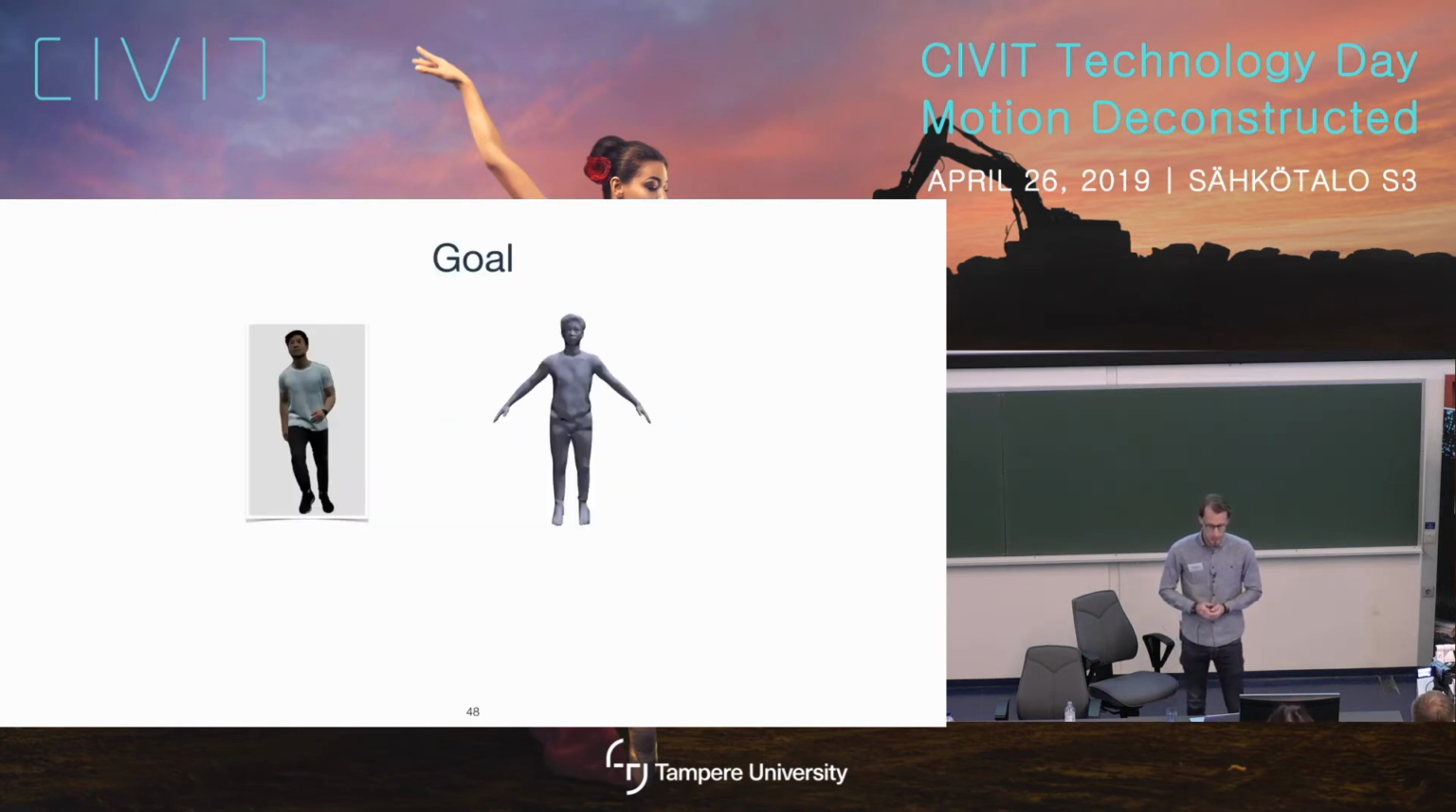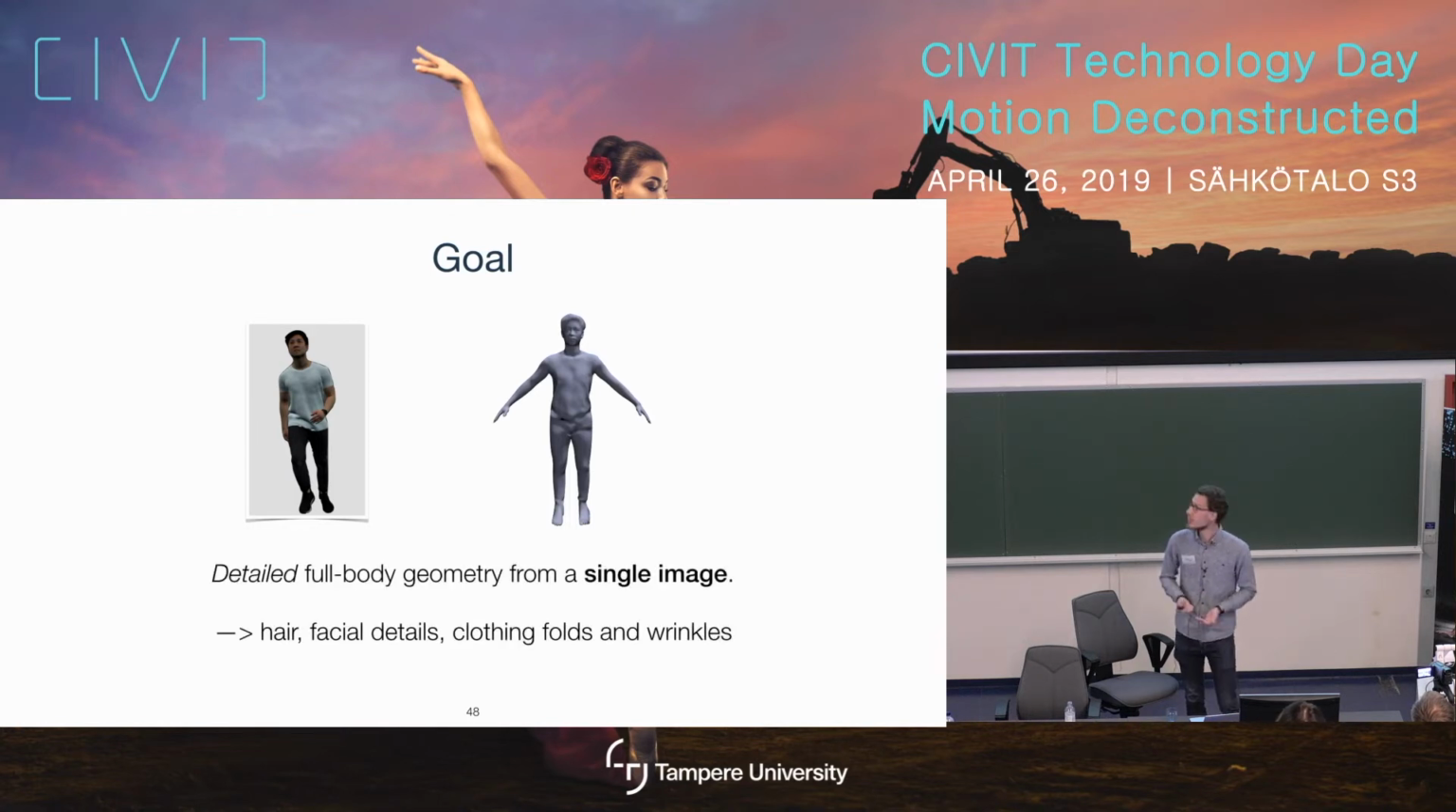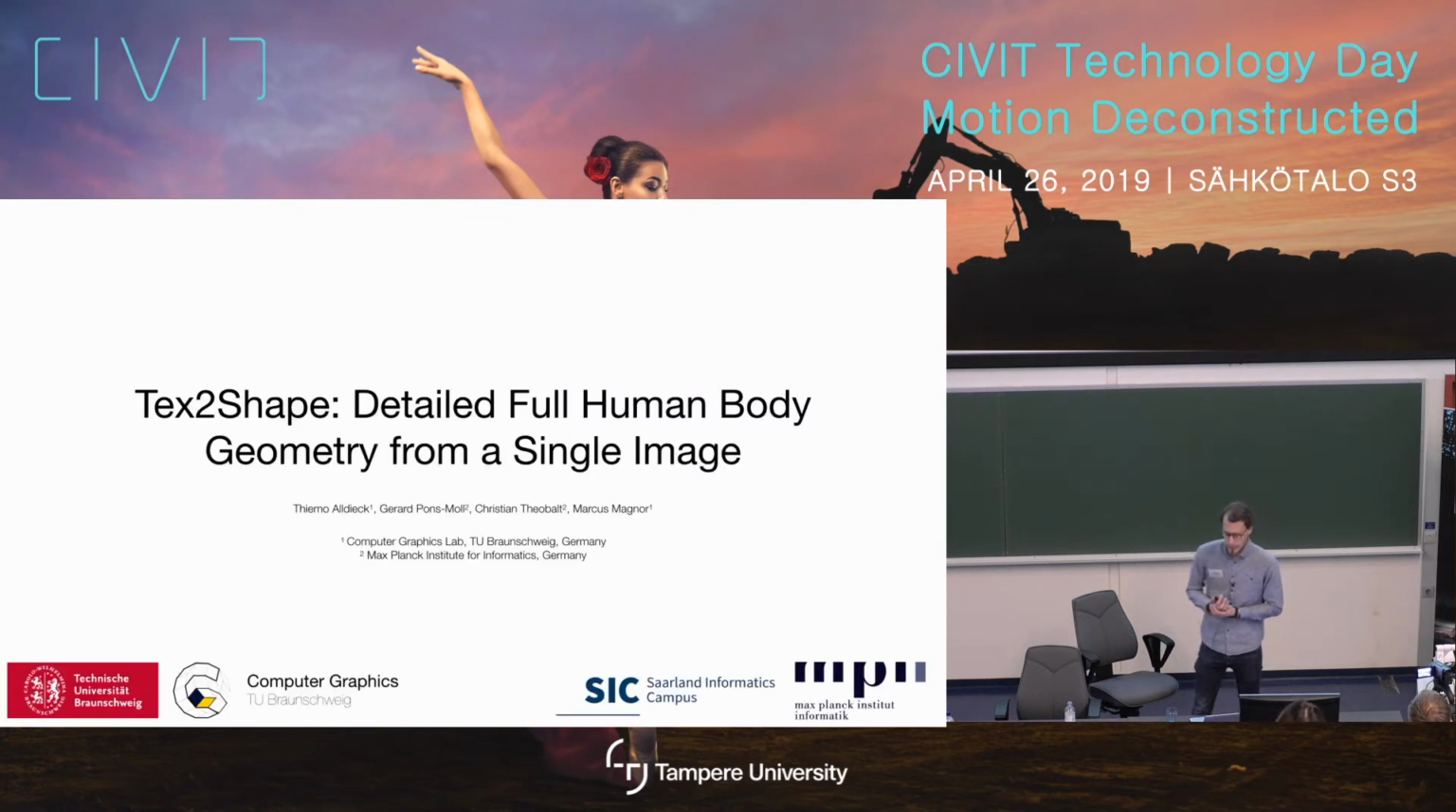But actually, the ultimate goal would be to create a shape from just a single image. And this shape should be detailed. What do I mean by detailed? By detailed, I mean it should have hair, it should have clothing, it should have all these folds and wrinkles we can see in the picture. Well, and this actually leads us to the last project I wanted to present today, ICON, detailed full human body geometry from a single image. Again, with almost the same authors.